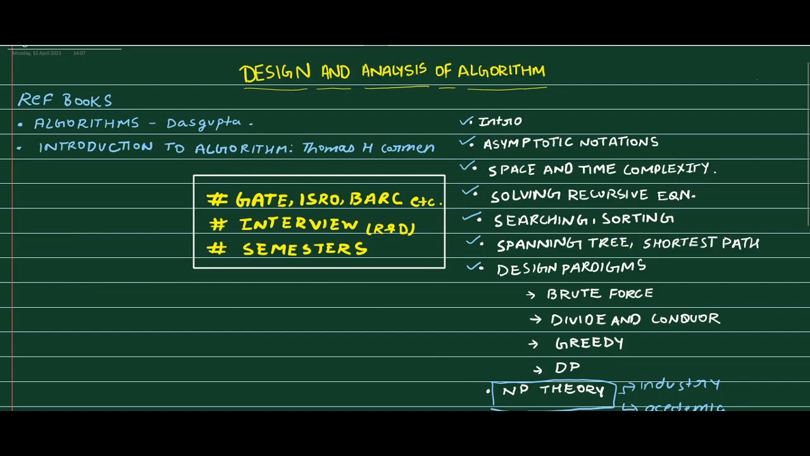Further, if somebody wants to study this subject in future, they can look at some topics like linear programming. One can also look at something known as randomized algorithms, and finally, one can look at something which is closely related to NP theory known as approximation algorithms.